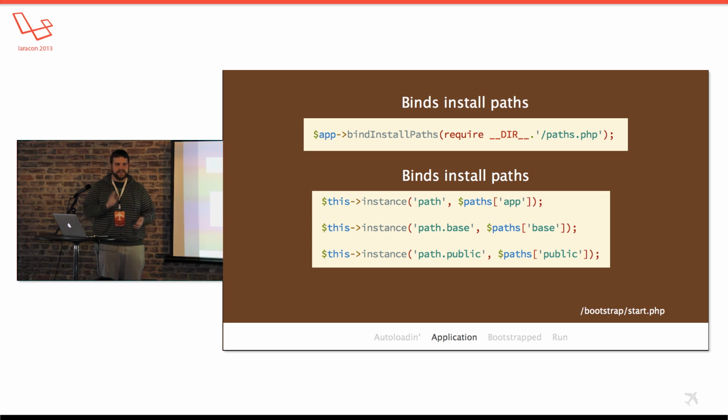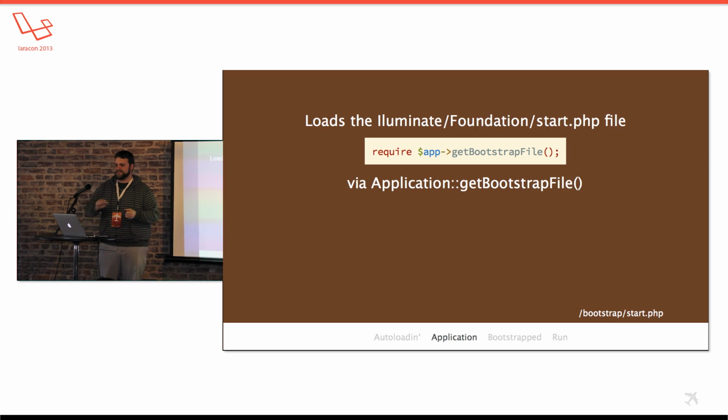So the next thing after that, sequentially, is it binds the install paths. This is, again, nothing really too complex. It uses that instance method that we saw in the container, essentially creating these properties that are strings. Pretty straightforward. And it does so by getting the paths.php file, which is in the base sort of Laravel Bootstrap folder, I believe. So at the end of that phase, it gets the Bootstrap file via the application itself.